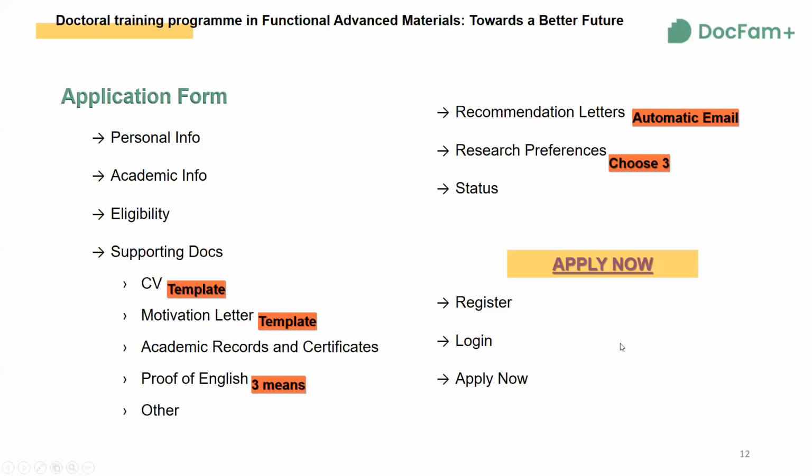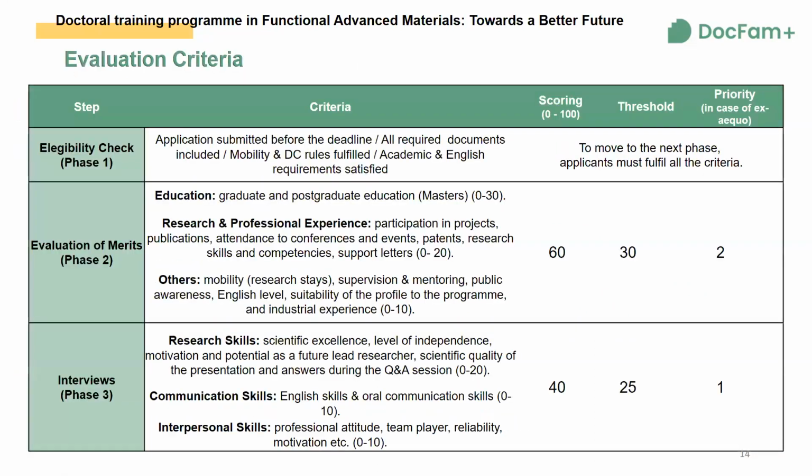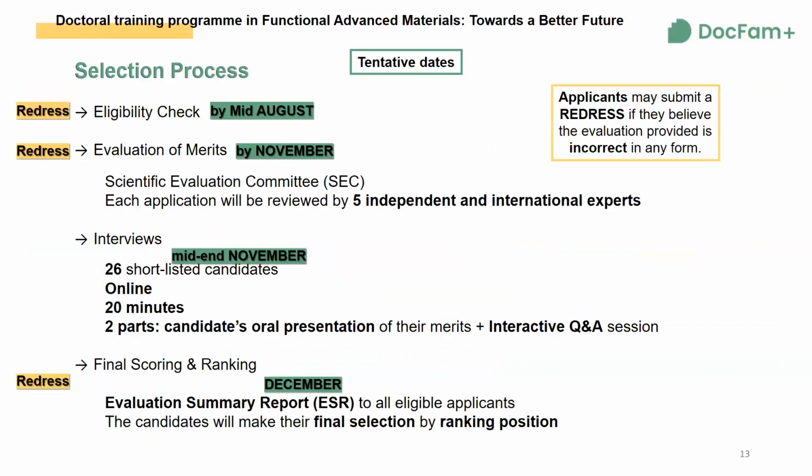So we did this, and now I will talk about the selection process. These are the dates that we talked about before. They are tentative, so maybe they can be moved a little. The eligibility check will be performed by Laura and me, and in a month you will have the results. We will check if you fulfill the criteria that we talked about before.